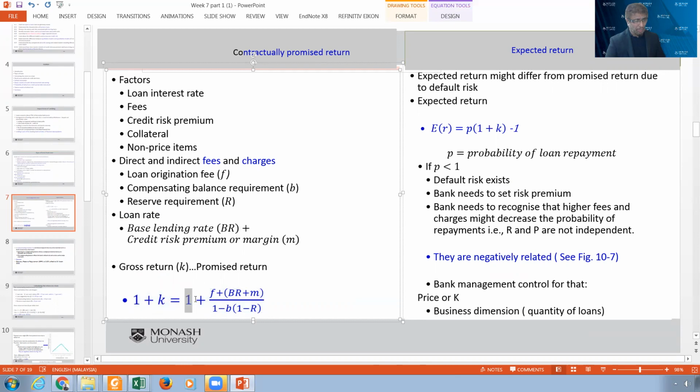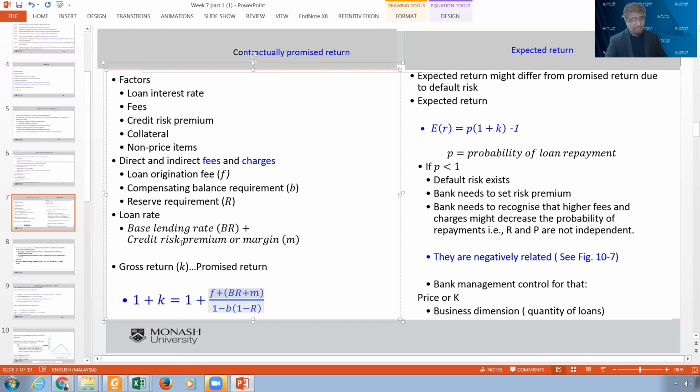This formula is the breakdown of this contractual promise loan. This is the $1, as I told you, the loan. This is what you have to pay. And the K, the breakdown of the K is this formula. So you have the fee, they charge a fee with the loan all during the life.